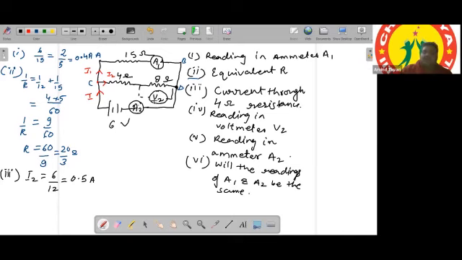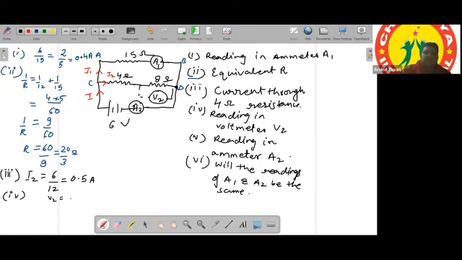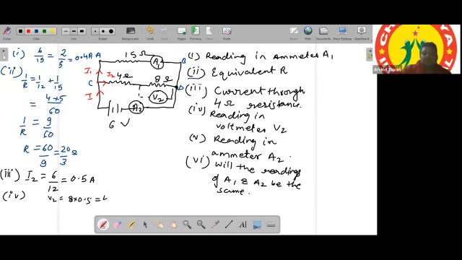Then what will be the reading of this voltmeter V2? Fourth one, reading of the voltmeter V2. IR, sir. It will be 8 into 0.5, and this you get as 4 volt. So the reading in the voltmeter V2 will be 4 volt.